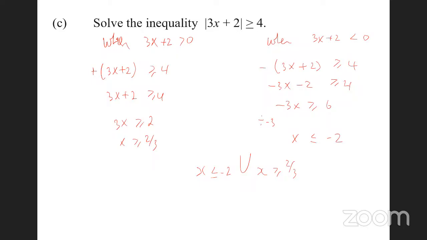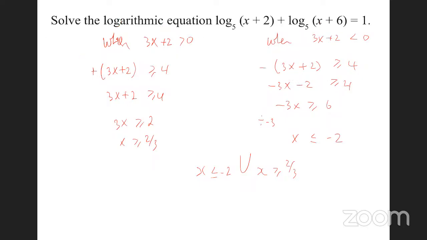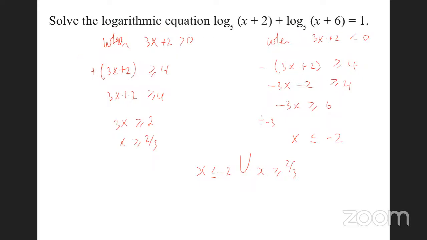All right, last one, the logs, and we're done. The logs is the same base.